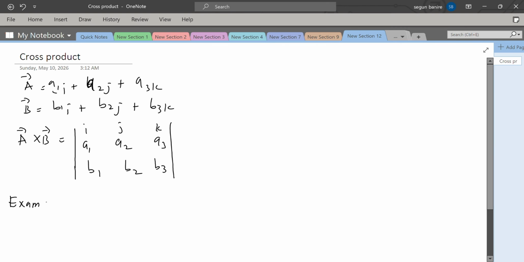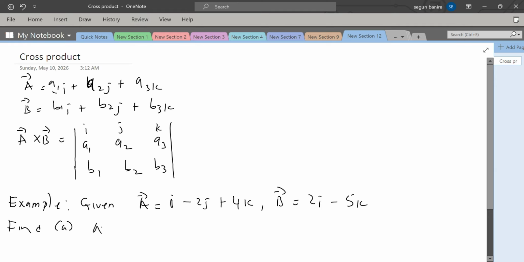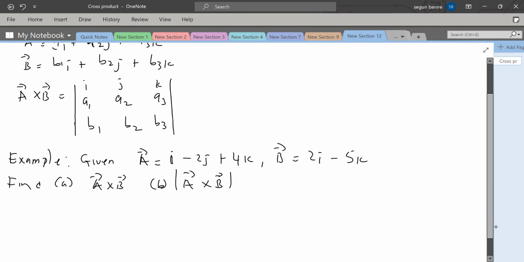So, example: given A to be i minus 2j plus 4k and B to be 2i minus 5k, find A cross B, and find the magnitude of A cross B. So this is what we'll be doing in this video, in this example.